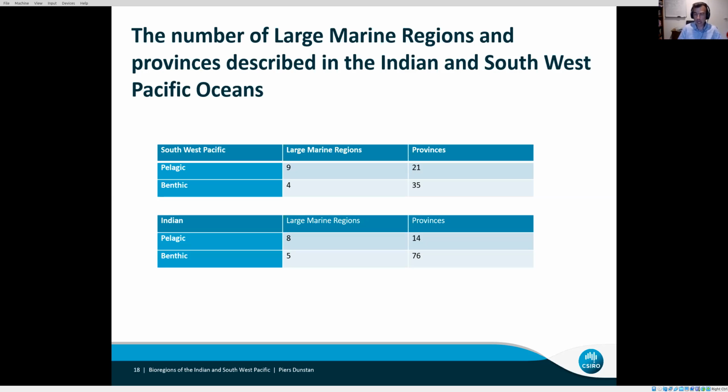And what we can really see demonstrated here is that when you include an increasing number of coastal areas, that rapidly increases the number of provinces that you have to consider.